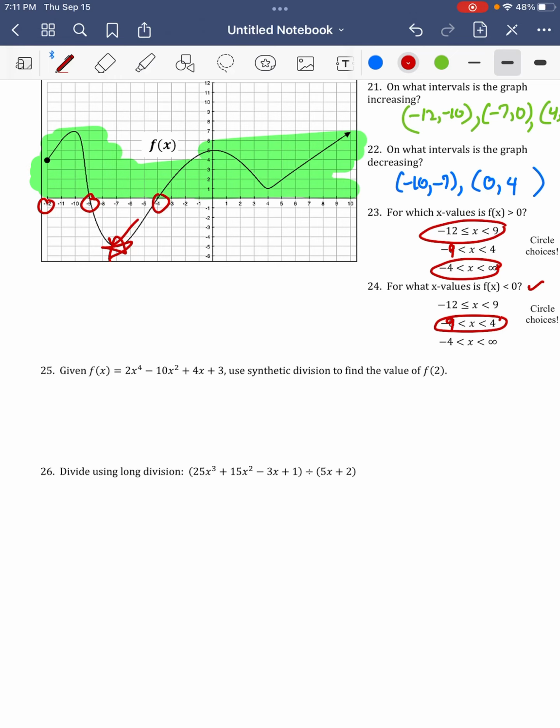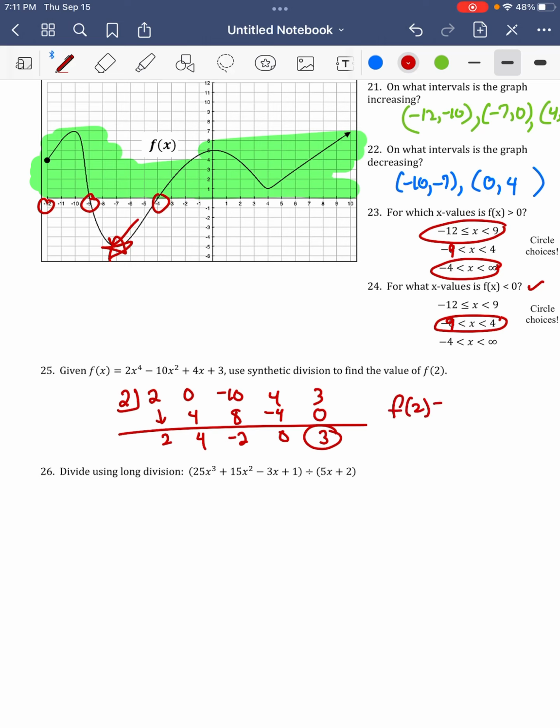All right, let's see. Use synthetic division to find f of 2. So remember, we just put a 2 here and do my synthetic division. Now this is missing x to the third, so put a 0 for that, and then negative 10, 4, and 3. So bring down my 2. 2 times 2 is 4. Add that up. Multiply to 8. Add that up. Multiply negative 4, 0. Multiply to 0, 3. So that remainder right there is the answer. So f of 2 will be 3. So that means that when you plug 2 in for all these x's right here, the answer would be 3.